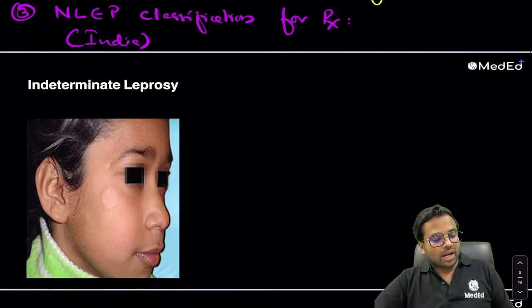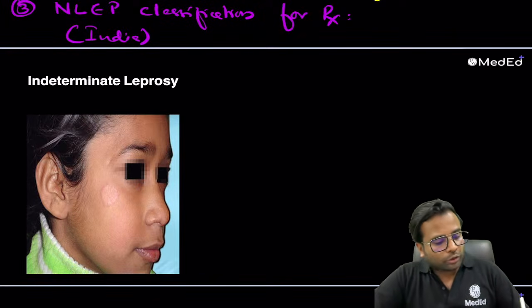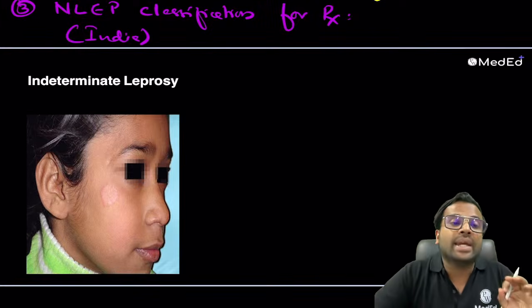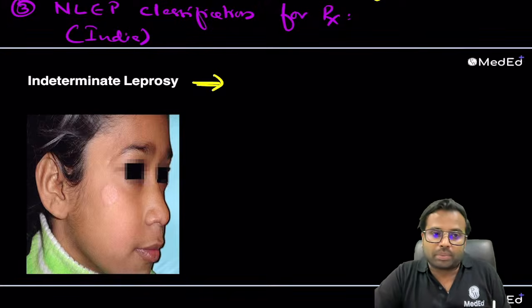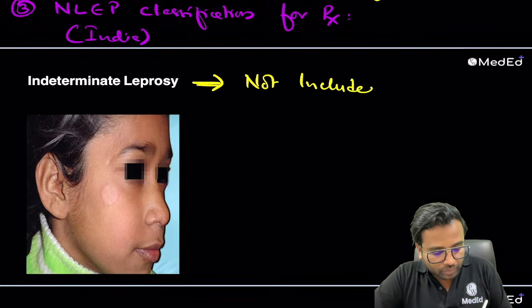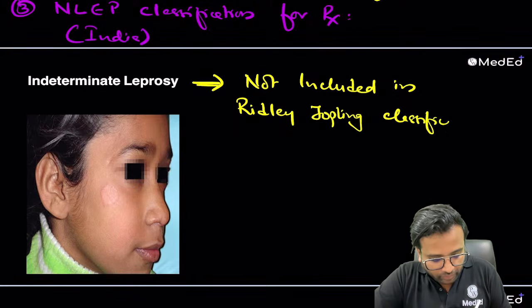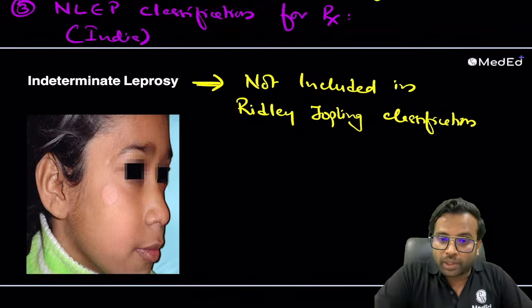Now let's start with the different clinical types. The first type that we will discuss today is called the indeterminate type of leprosy. This indeterminate type is not included in the Ridley-Joplin classification.